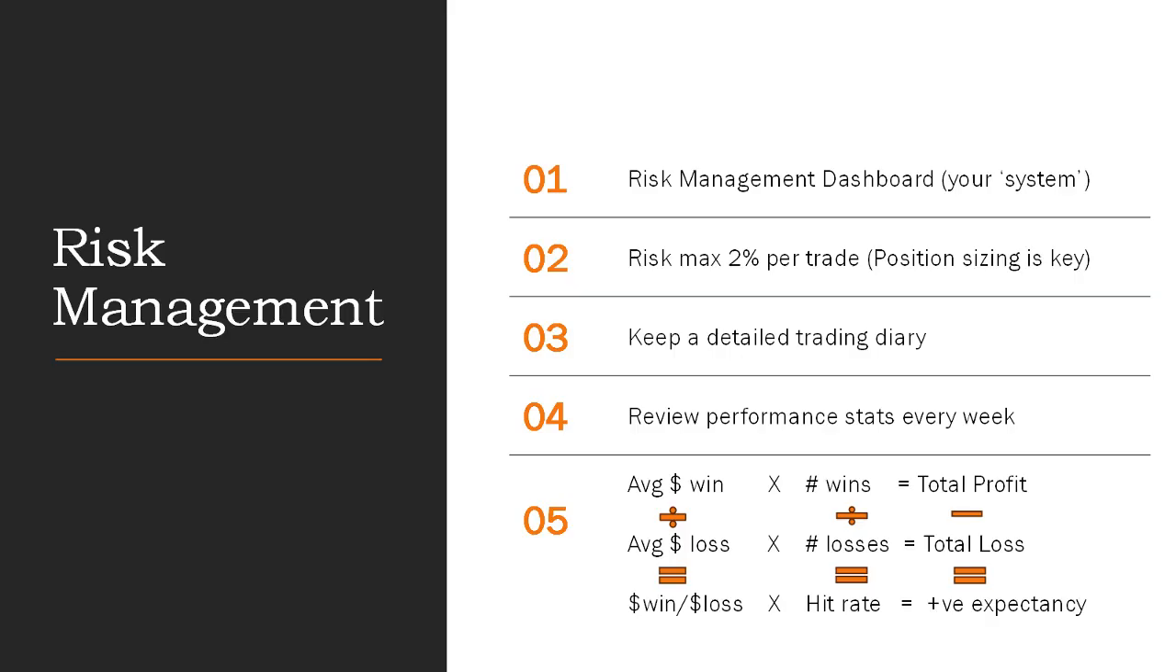We covered the second rule, risk maximum 2% of your trade, and I'll show you a bit later how position sizing is worked out. Do keep a detailed trading diary, what mistakes you made, because your personality is what's going to determine how successful you are. And do review your performance stats every week. Now, coming to performance stats, that's item 5. Let's actually go through and break it down as an example.